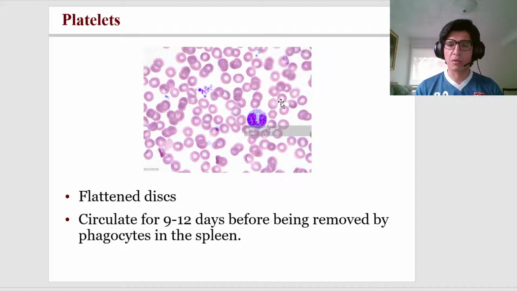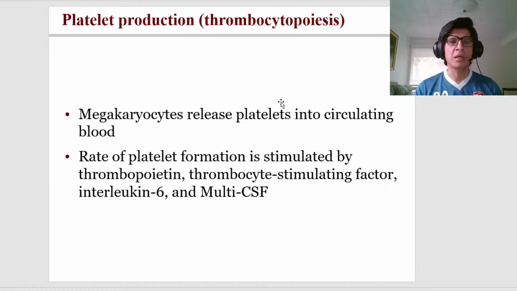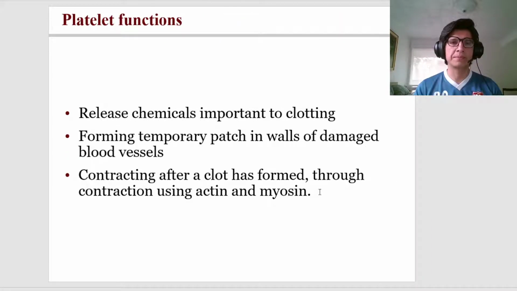They circulate throughout the blood, and they come from megakaryocytes, and they are stimulated to be formed by these components. Their functions involve clotting, and once the clot has formed and the whole clotting reaction has occurred, they will contract, basically using actin and myosin, and bring the edges of the rupture together.